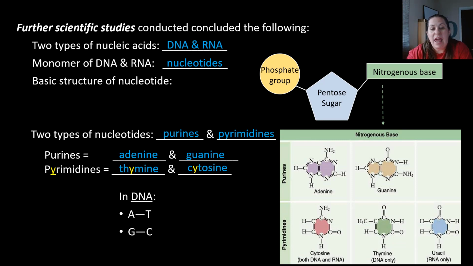So in DNA, A is always going to pair with T. So a purine is always going to pair with a pyrimidine. G is going to pair with C. In RNA, you have the A, the G, and the C, but instead of T, you have U. So there's no thymine in RNA, there's uracil in RNA.